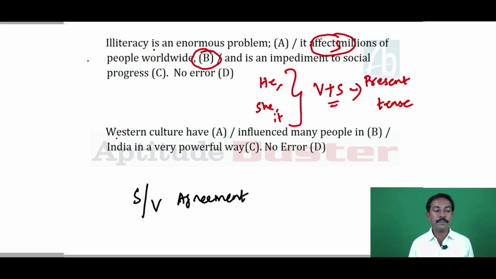Look at the second question. Western culture have influenced many people in India in a very powerful way. Western culture, is it singular or plural? Of course, it's a collective noun and all collective nouns are singular. Thereby, have is wrong. It must be has. This is one of the most prominent error types. I would say if you happen to have spotting error questions, please try to apply the logic of subject-verb agreement in the first place. I'll introduce two other prominent error types as well.